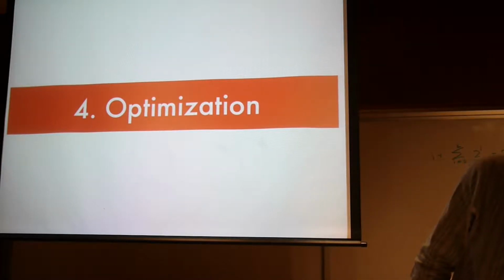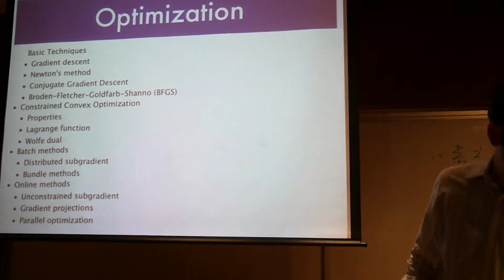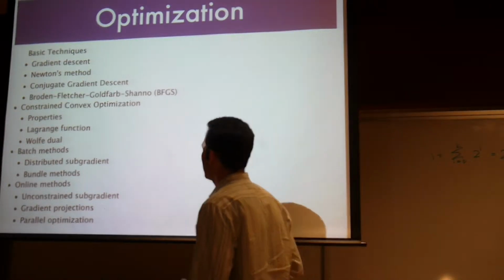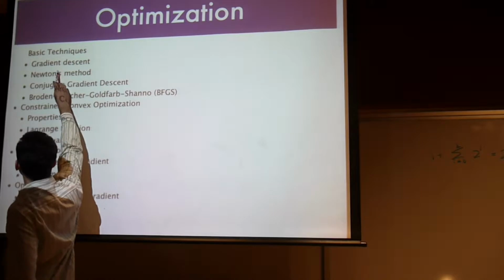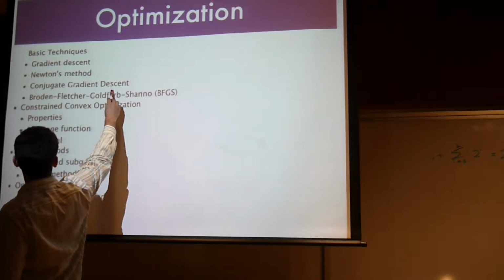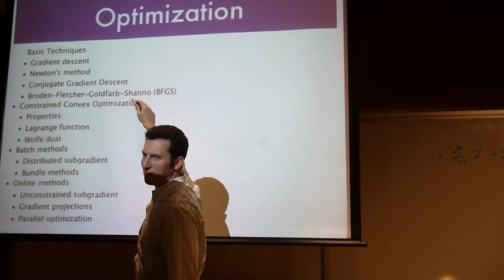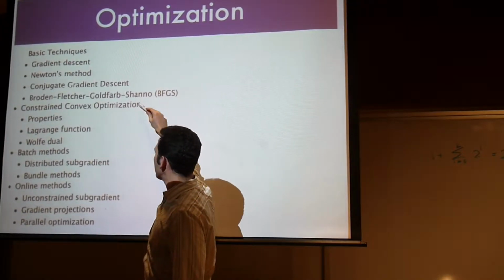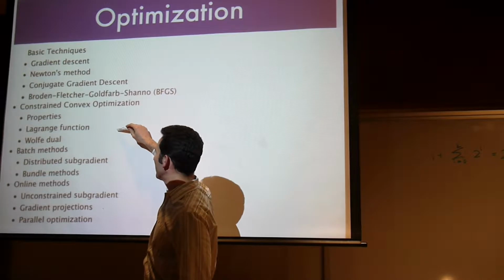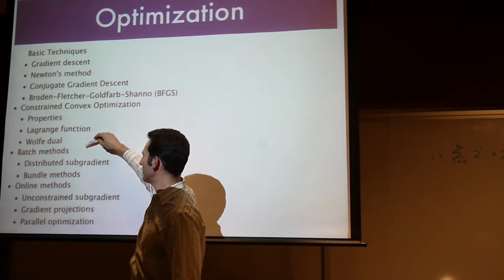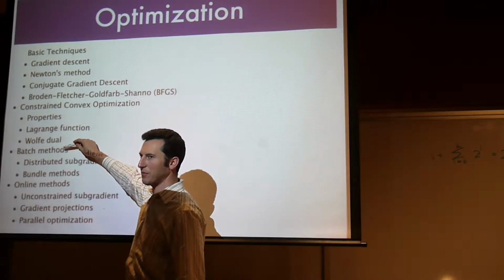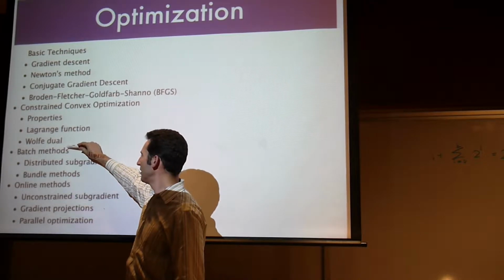So let's look at some of the things that we're going to do. We'll talk about simple things like gradient descent, Newton method, conjugate gradient, and then BFGS. Everyone would have probably played with BFGS at some point. Then we'll talk a bit about constrained optimization, just the Lagrange function, Wolfe dual, and all that. That's probably as far as we're going to get today.